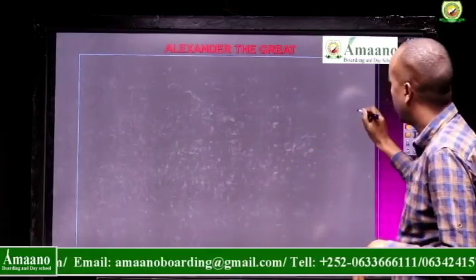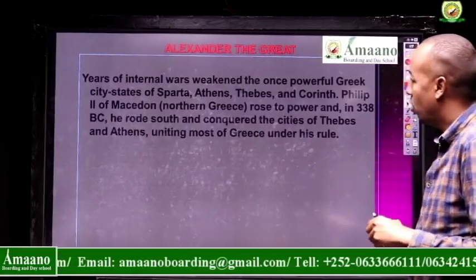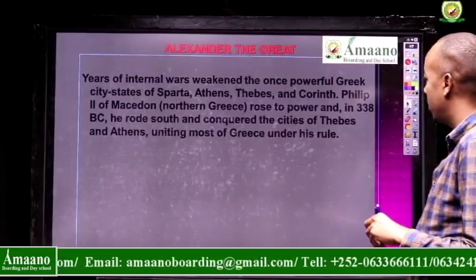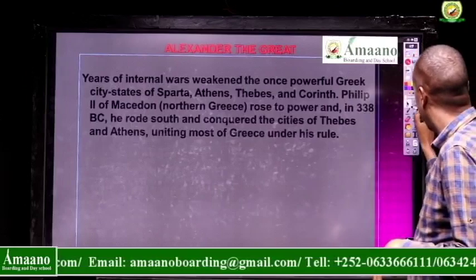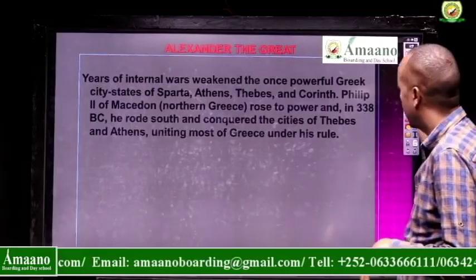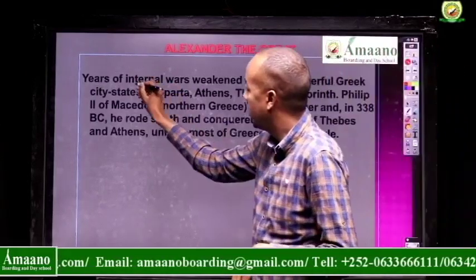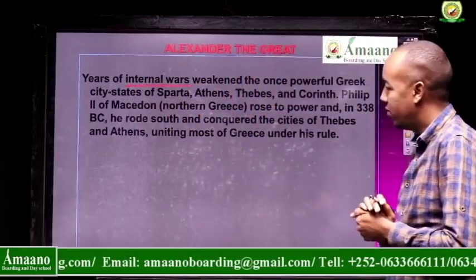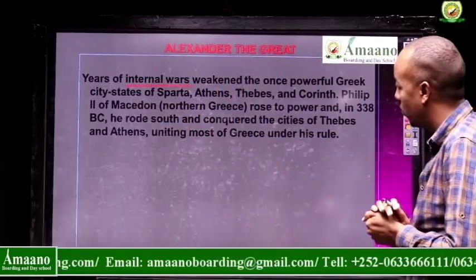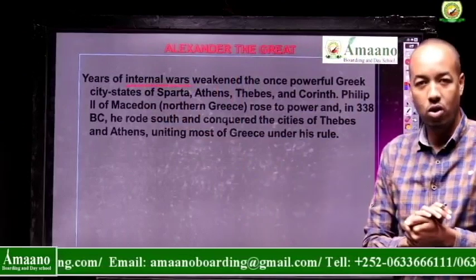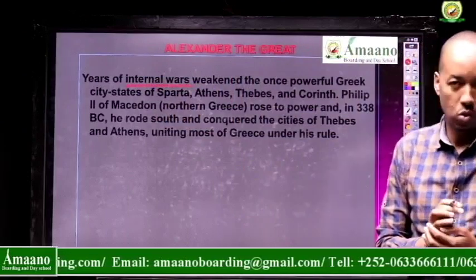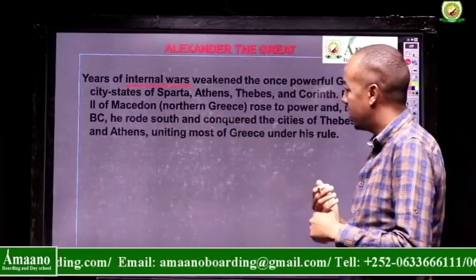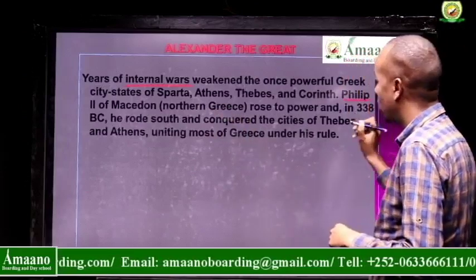Years of internal wars weakened the most powerful Greek city-states of Sparta, Athens, Thebes and Corinth. We have talked about how Sparta and Athens were always in internal wars, civil wars. They used to fight one another. It was called the Peloponnesian War, and it went on for almost 27 years.